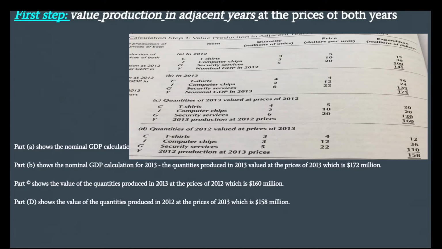Part B shows the nominal GDP calculation for 2013, the quantity produced in 2013 valued at the prices of 2013, which is $172 million. Part C shows the value of the quantities produced in 2013 at the prices of 2012, which is $160 million. Part D shows the value of the quantities produced in 2012 at the prices of 2013, which is $158 million.